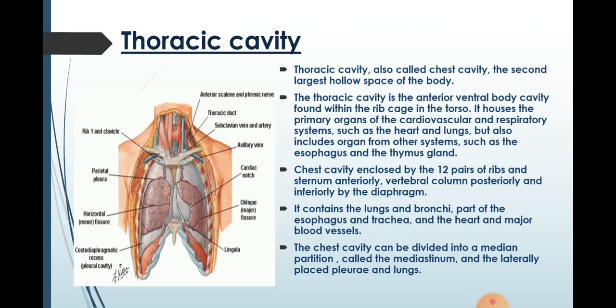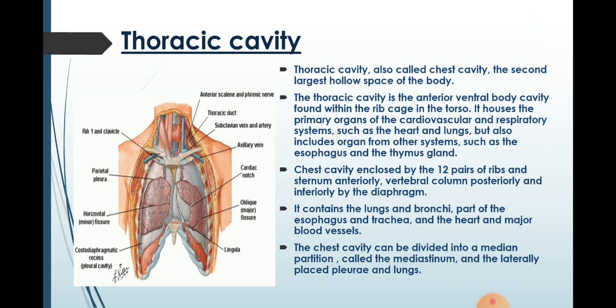Thoracic cavity is also called chest cavity, which is the second largest hollow space of the body. The thoracic cavity is the anterior vertebral body cavity found within the rib cage in the torso. It houses the primary organs of the cardiovascular and respiratory system, such as the heart and lungs, but also includes organs from other systems, such as esophagus and thymus gland.